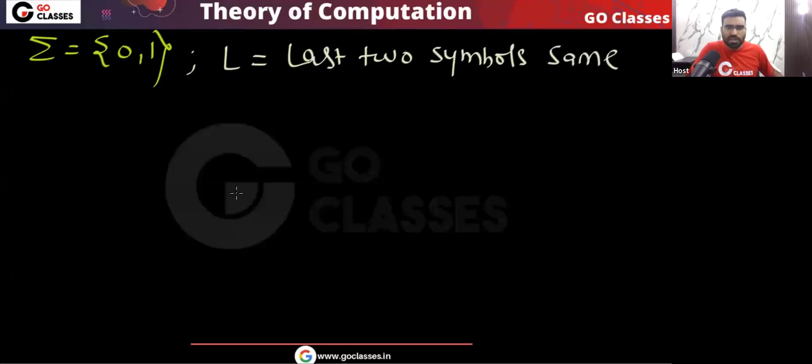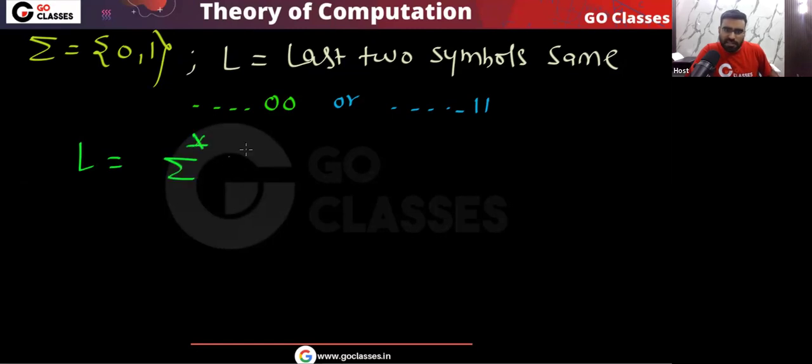So tell me, what is the language? Last two symbols are same. It's simply like this. Anything can come, and at the end, either 00 should come, or 11 should come. Yes or no? So this type of strings you have in the language L. Is this point clear? Remember, the language L is like this: initially anything can come. Sigma star means initially anything can come.